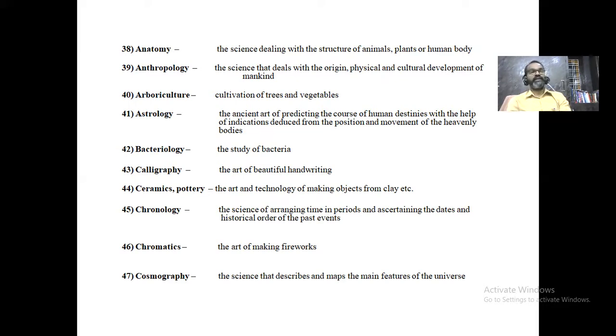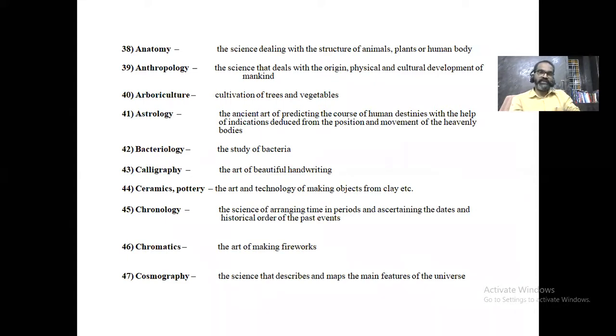Anthropology. As I told you earlier, it's the science that deals with the origin and physical and cultural development of mankind. It tells about how the evolution has actually taken place from the beginning of the days, from ancient age to now. So this is called anthropology. And arboriculture, cultivation of trees and vegetables.